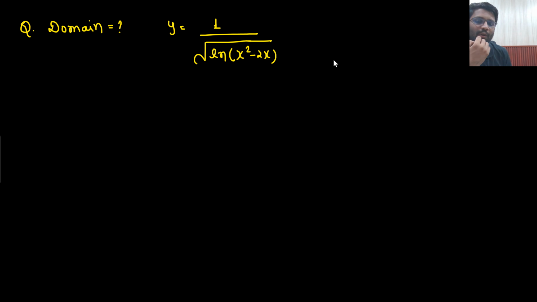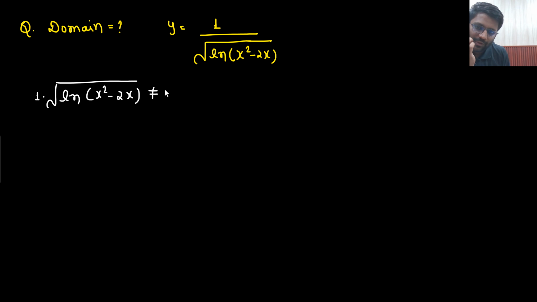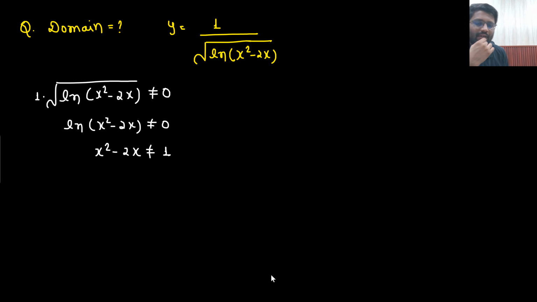First of all, the denominator should not be equal to 0. This is the first condition. This denominator should not be equal to 0. So what is under root fx should not be equal to 0? That means ln of x square minus 2x should not be equal to 0. What does that mean? That means x square minus 2x should not be equal to 1.